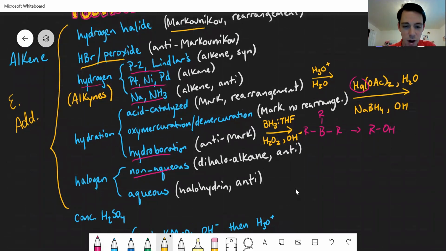Okay, and lastly, concentrated H2SO4 can be added. We didn't actually talk much about this one, but that's going to add a hydrogen onto the double bond and an HSO4 group onto the double bond. All right. So I'll just draw it for you.